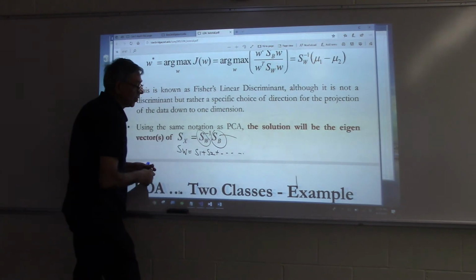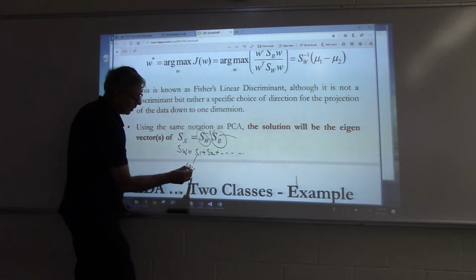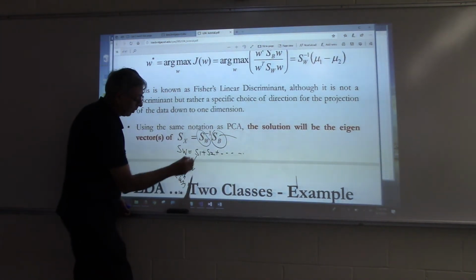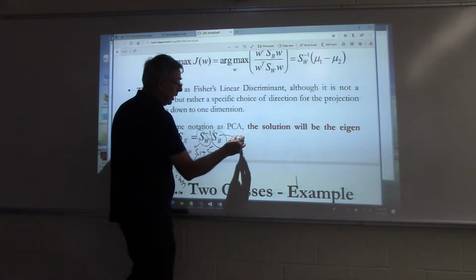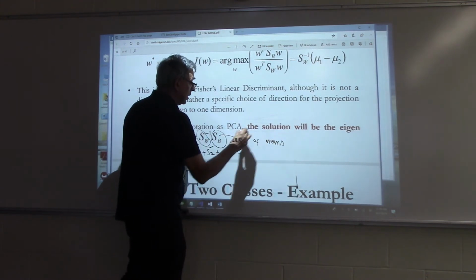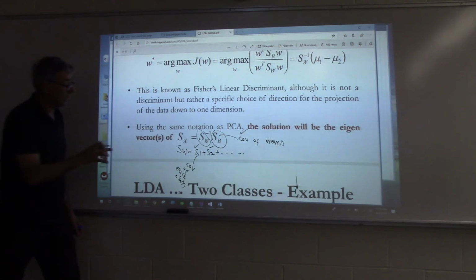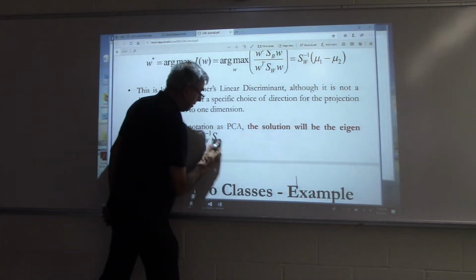But anyway, as you can see, this is basically the covariance of each class. So we know how to compute this. This is pretty easy. This is the covariance of the means. So then we create this matrix Sx by multiplying SW inverse times SB.